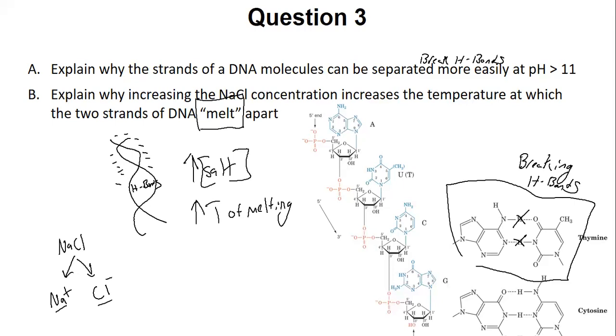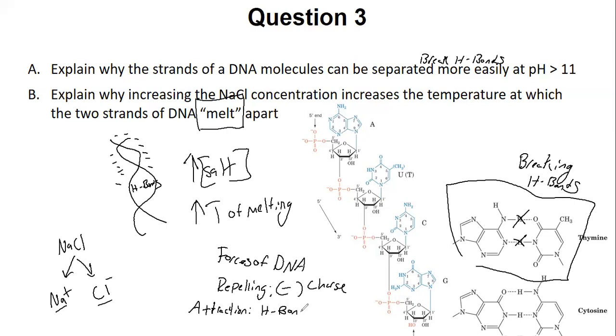So the forces of DNA, you have two forces. You actually have three forces. You have repelling forces. You have your negative charge. So the negative charge of DNA is forcing them to repel. And then you have your attraction forces. You have your hydrogen bonds. These are making the DNAs come together. You also have what's called base stacking. That also helps with attraction.